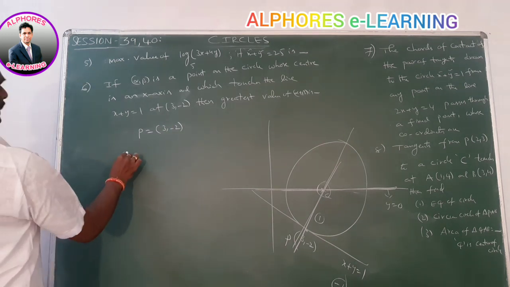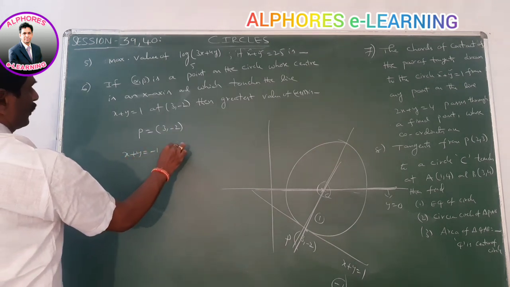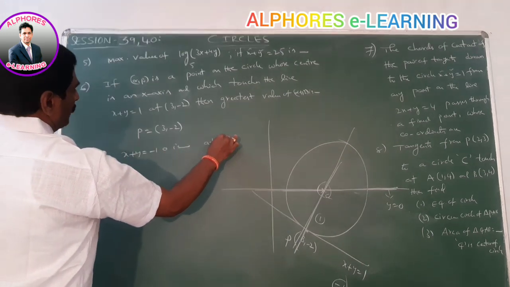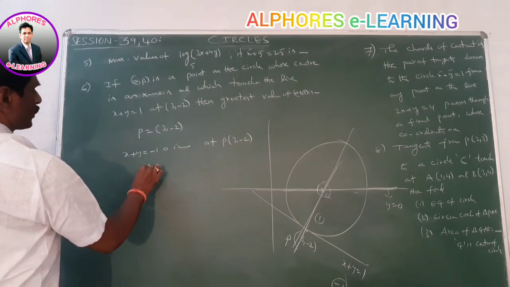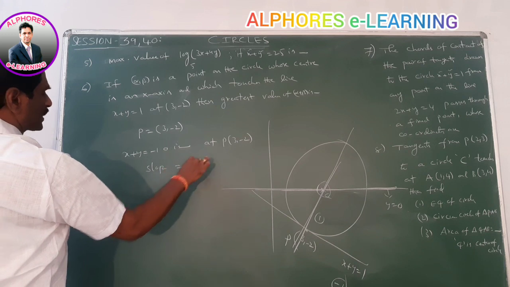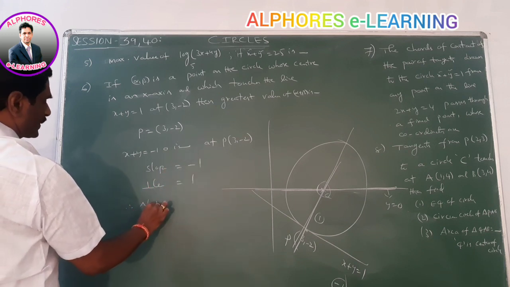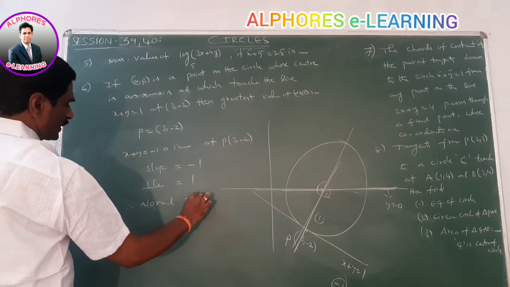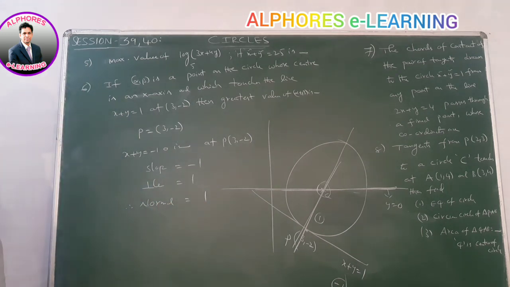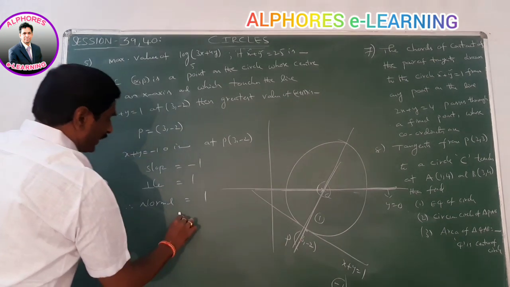x plus y minus 1 is equal to 0 is a tangent at P(3, minus 2). The slope of the tangent is equal to minus 1. The perpendicular slope is equal to 1. Therefore, the normal slope is equal to 1. Okay. The normal passes through the point 3 comma minus 2.